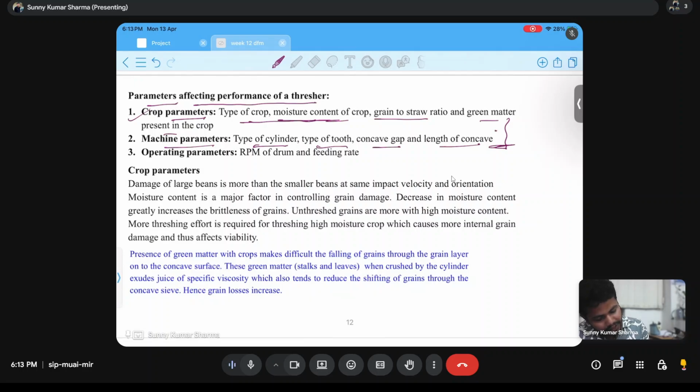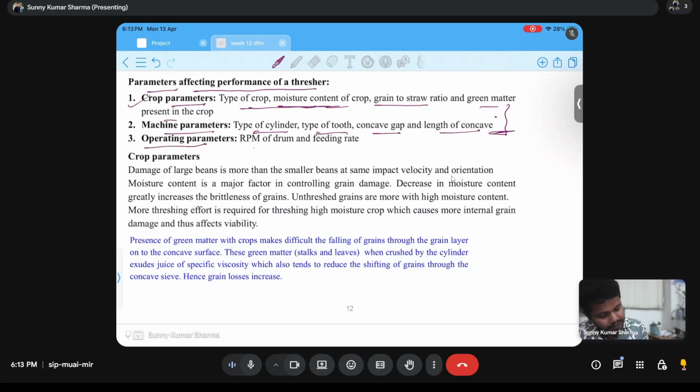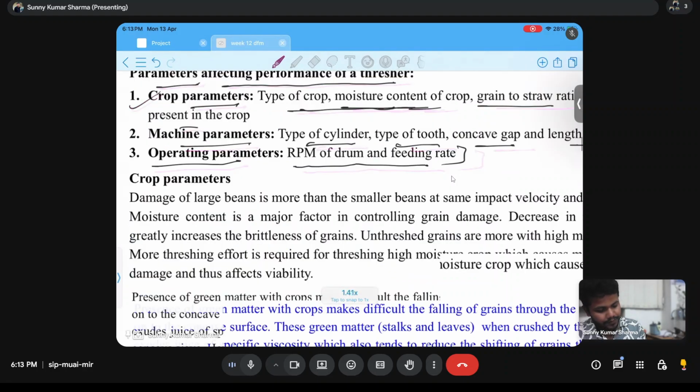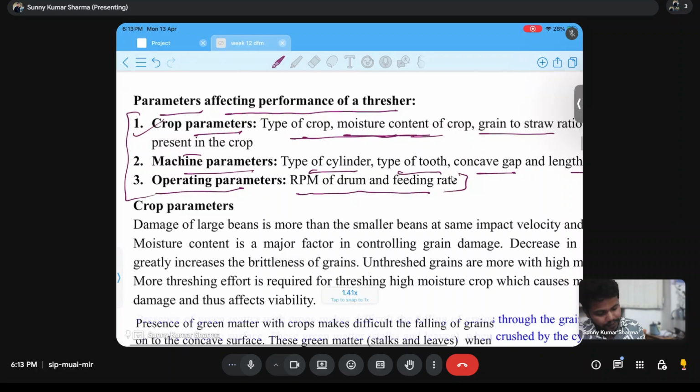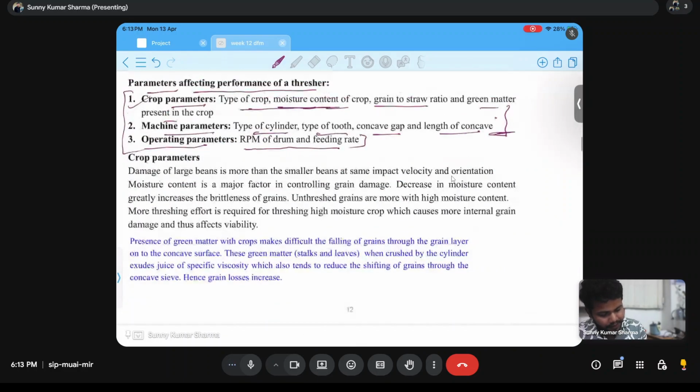And next thing is operating parameter. Here it is RPM of the drum and feeding rate. This is the operating parameter. So these three are the main parameters under which all the parameters will come. So first is crop parameter.